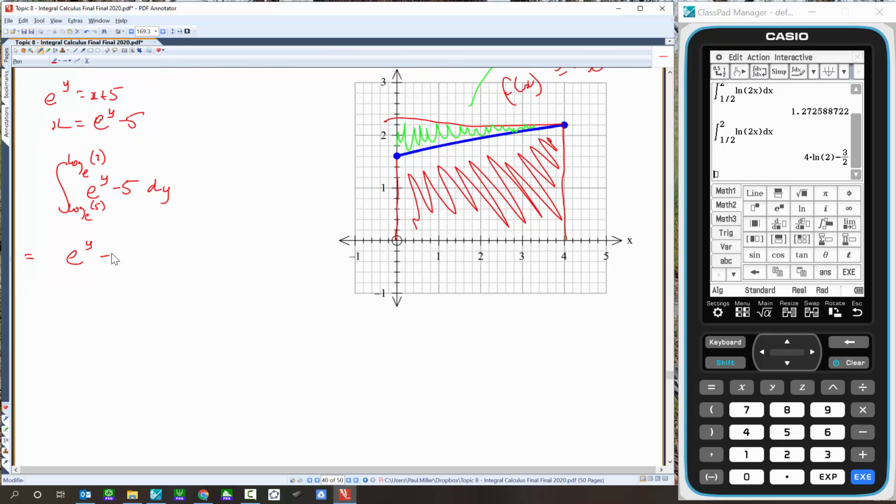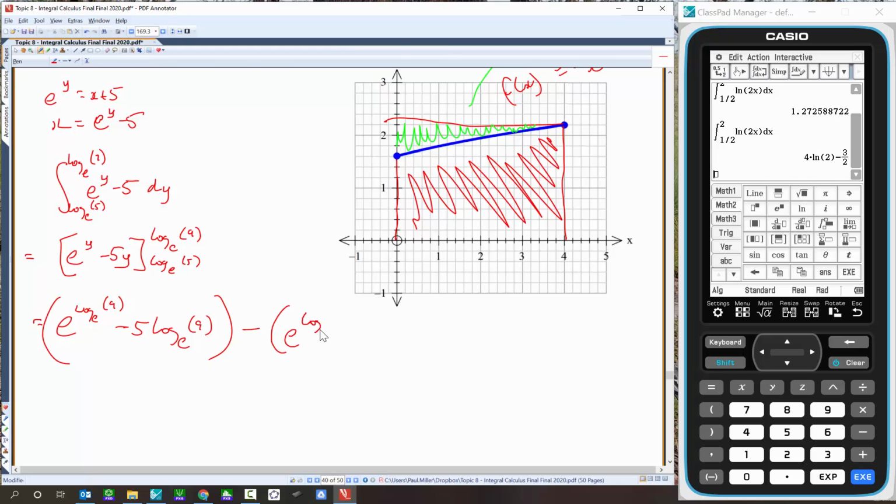It's e to the y, take 5. Now remember y, I love putting x's there, but we've got to remember to put a y in. And it's log e 9 and log e 5. Okay, let's whack them in. Okay, so we're going to go e to the y, so that's e to the log e 9, take away 5 log e 9. All right, so that's that taken care of. Take away e to the log e 5, take away 5 log e 5.